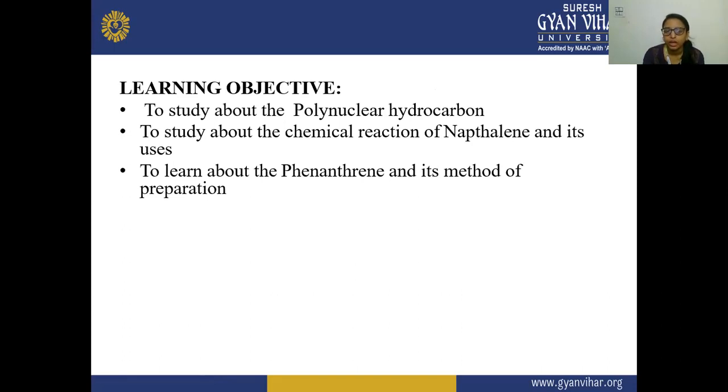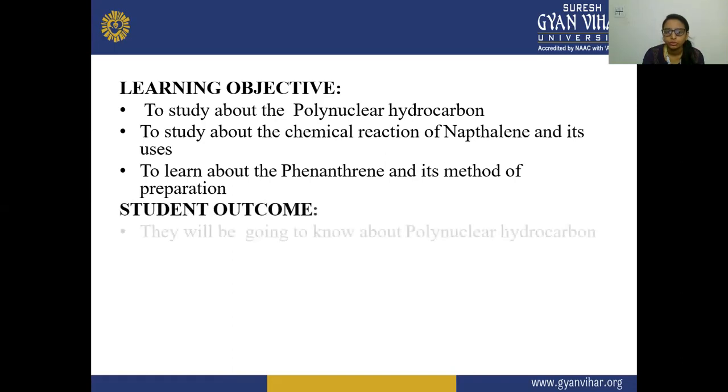So what are its derivatives, how they are prepared, and the chemical reactions of naphthalene: what is going to be prepared from naphthalene, what the naphthalene will react with the other reagent, and what product will be formed, and what are the derivatives of this naphthalene, and how they are prepared, and its uses also. And also we are going to learn about phenanthrene, which is another polynuclear hydrocarbon, and how it is prepared.